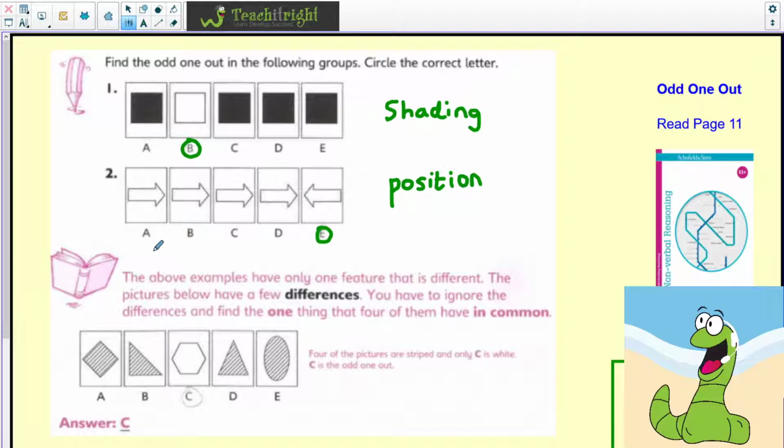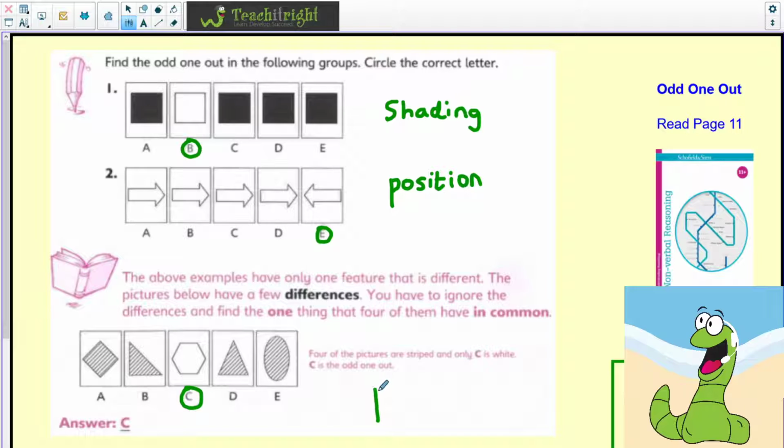The above examples have only one feature that is different. The pictures below have a few differences. You have to ignore the differences and find the one thing that 4 of them have in common. So really interesting looking at this question. We've got lots of different shapes, but you will notice that inside the shapes we've got different types of shading. Well, we've got hatched shading in 4 of them, and then we've got a blank shape. So the answer has to be C, because A, B, D and E all have what we call hatched shading.